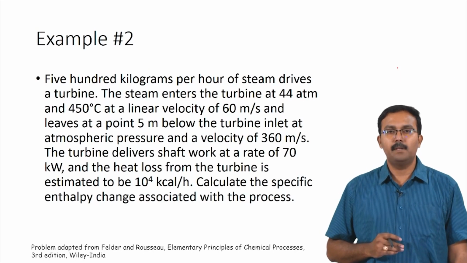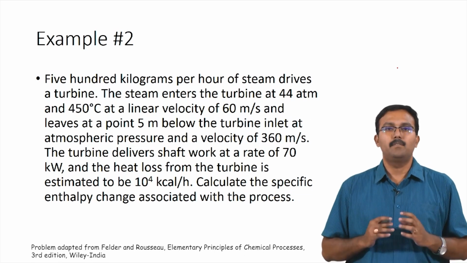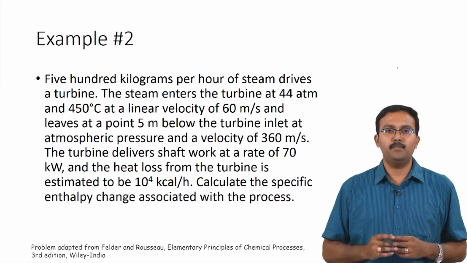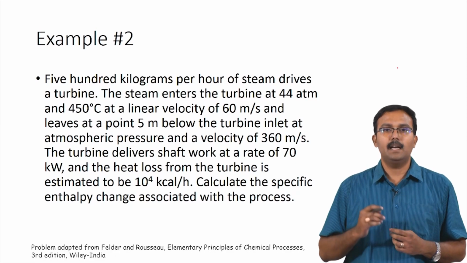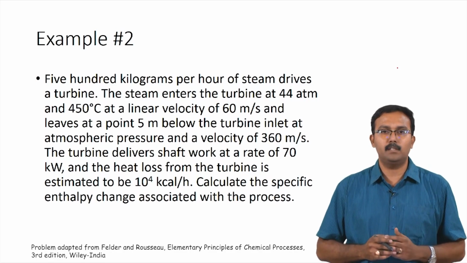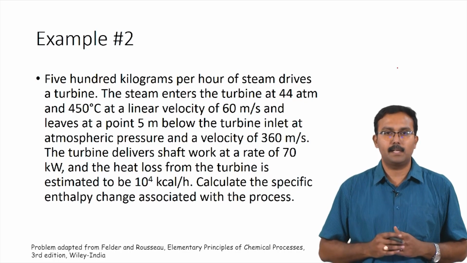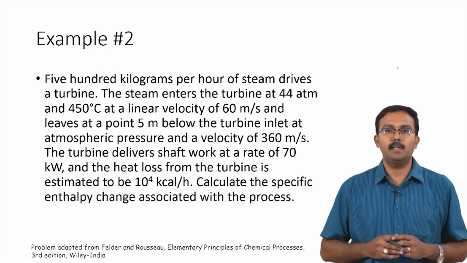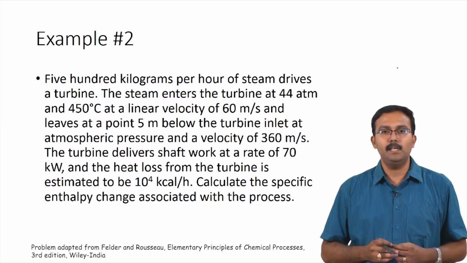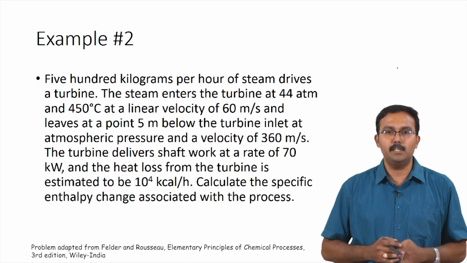So, here is another example which will illustrate how to perform energy balances for an open system. 500 kilograms per hour of steam drives a turbine. The steam enters the turbine at 44 atmospheres and 450 degrees Celsius at a linear velocity of 60 meters per second and leaves at a point 5 meters below the turbine inlet at atmospheric pressure and a velocity of 360 meters per second. The turbine delivers shaft work at a rate of 70 kilowatts, and the heat loss from the turbine is estimated to be 10^4 kilocalories per hour. Calculate the specific enthalpy change associated with this process.